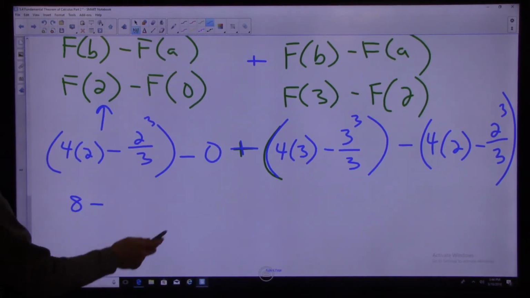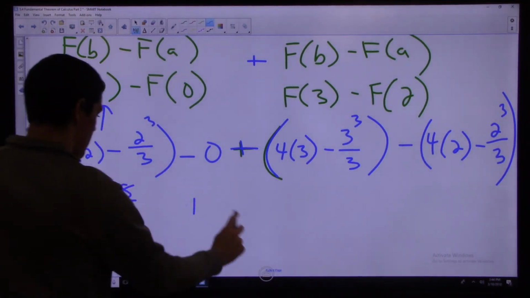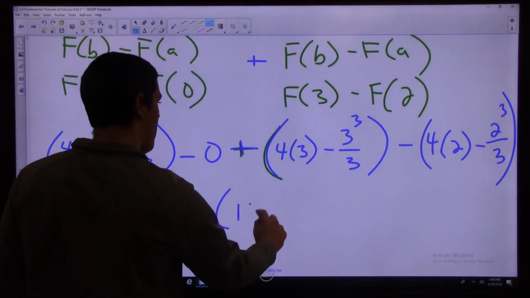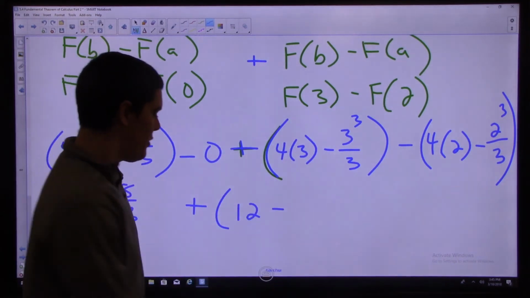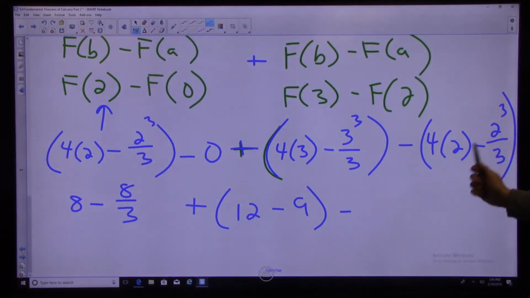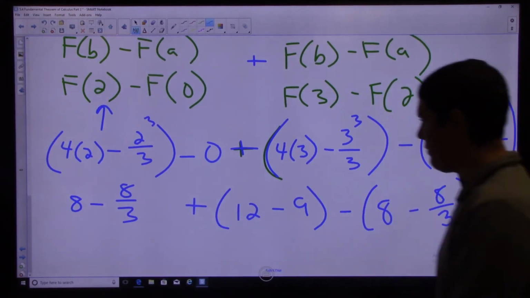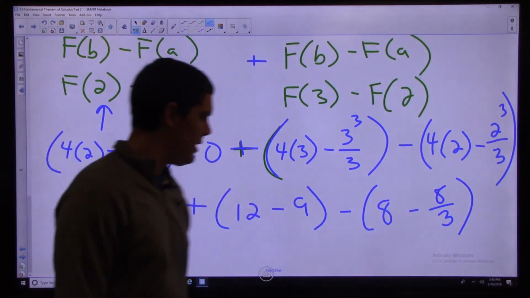So this is 8 minus, this will be 8 thirds. The 0 doesn't really matter. This will be 12 minus, guys, 3 cubed is 27. 27 divided by 3 is 9. Minus 4 times 2 is 8. This is 8 thirds again. So if you wanted to, you could have simplified this. Whatever we get here is exactly the same as what we get here.